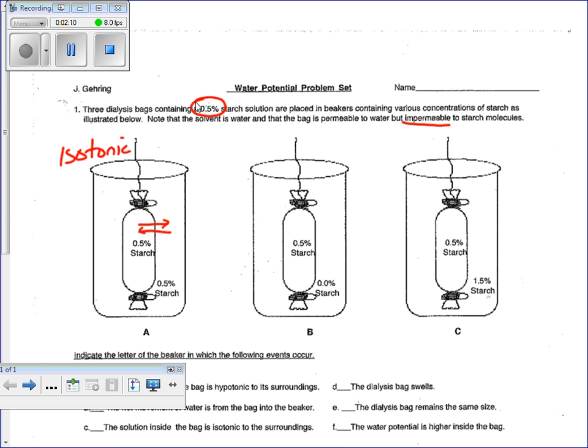In the next scenario, I've got 0.5% starch in the tube, and it looks like pretty much distilled water in the beaker, 0% starch. Where is the greater water potential? It's outside in the beaker because there is no solute to bind the water. All the water is free. Inside, though it's not very much, it's 0.5% starch, that's going to bound at least some of the water. So relatively speaking, the water potential inside the tube is going to be less.